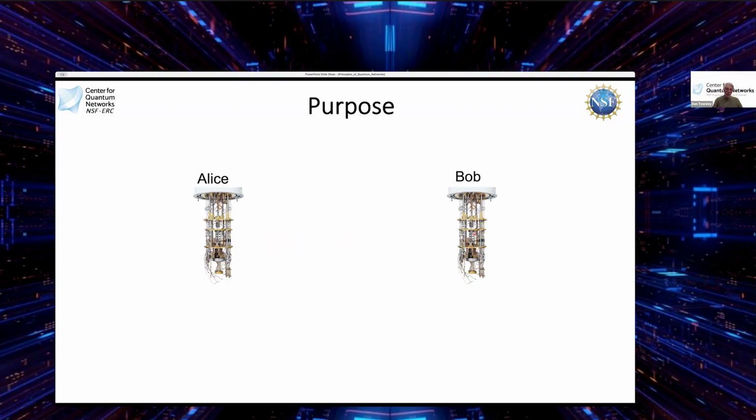So first of all, what is it that this network is trying to accomplish? Well, we have two parties, Alice and Bob, and Alice has some quantum state that she would like to transfer to Bob. And the idea is, how can we make this happen in, let's say, a global setting or metropolitan setting or whatnot?